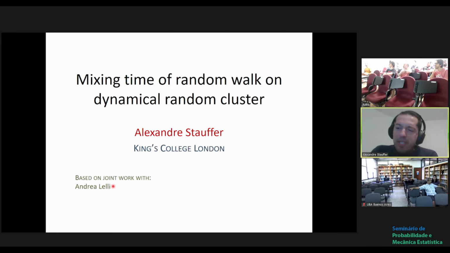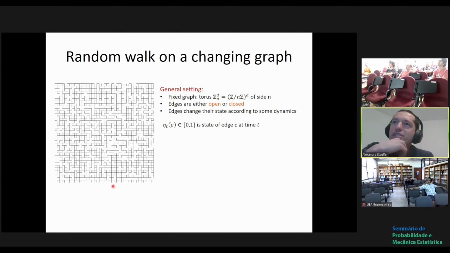So what I'm going to talk about, let me start with a slightly general model, not too general, but a bit general, of a random walk moving on a changing graph, a graph that changes over time. And we're going to look afterwards in two specific cases of this general model. So the model is very simple. You start with a fixed graph. For us, it's going to be just a torus. It's a finite graph, torus of side length n, but could be any finite graph that you want.